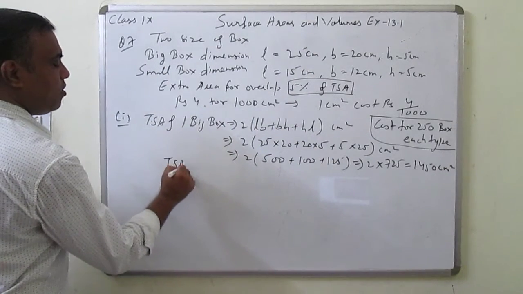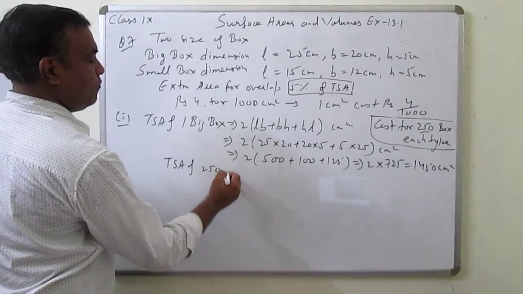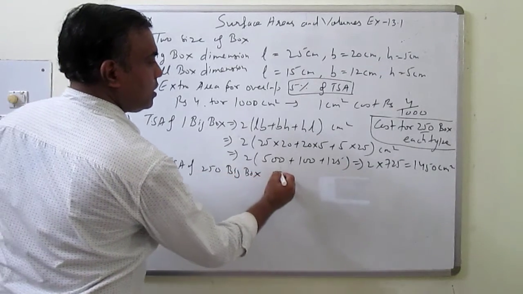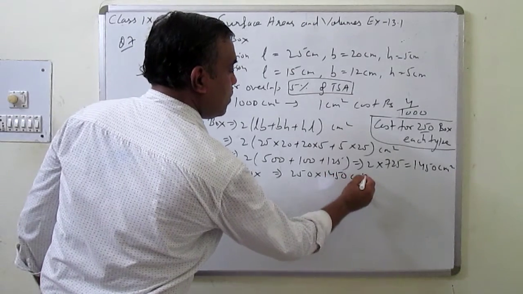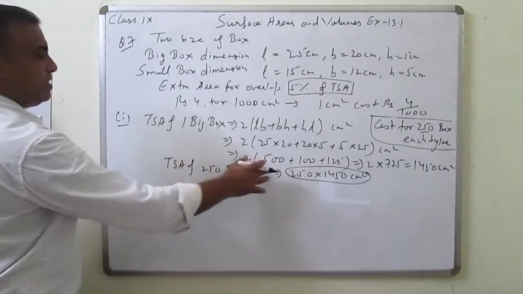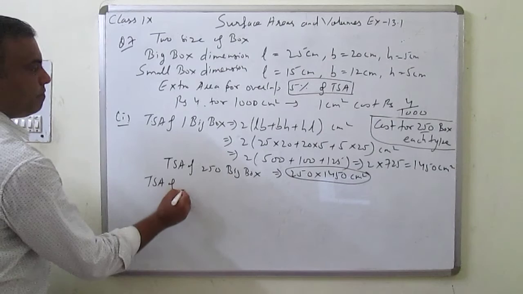Now TSA of कितना ऑर्डर प्लेस किया? 250. So TSA of 250 big boxes is equal to 250 into 1450 centimeter square. Not multiply, keep it as it is. इसको ऐसे रखिए अभी.